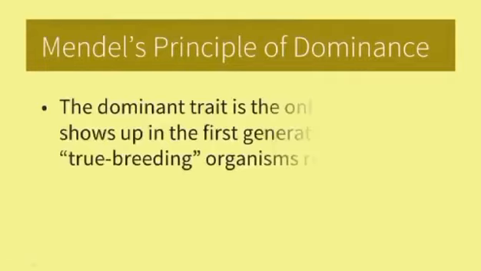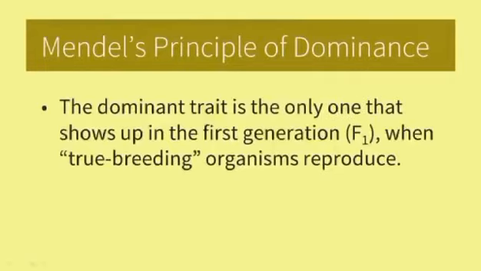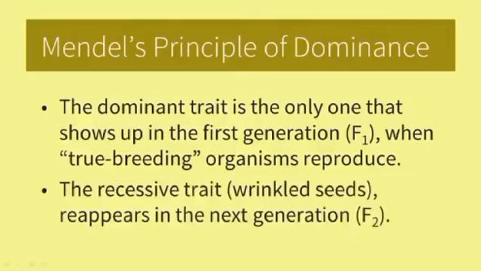Mendel's principle of dominance: first, the dominant trait is the only one that shows up in the first generation when, through breeding, organisms reproduce. Next, the recessive trait, wrinkled seeds, reappears in the next generation.